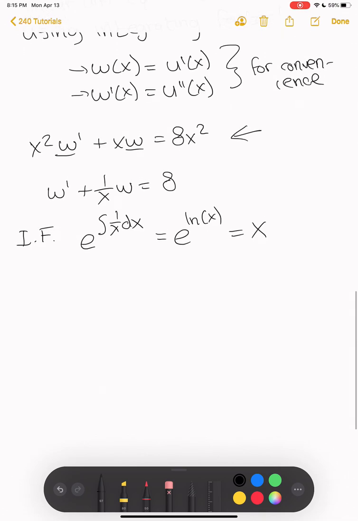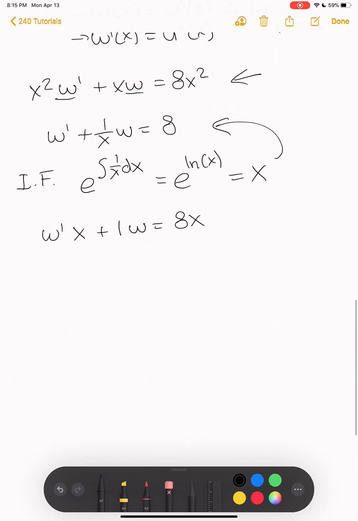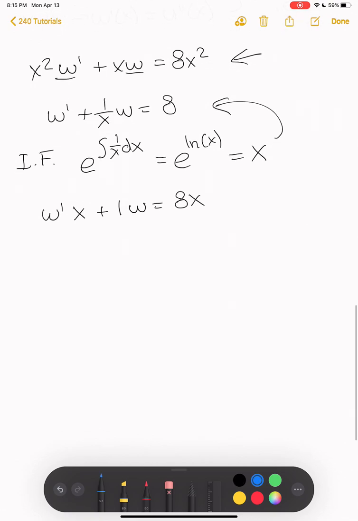What we do with this integrating factor is we multiply this entire differential equation by it. So we have w prime times x plus 1 times w is equal to 8x. And then I'll go over this one more time briefly. What you're supposed to do on this left-hand side is notice that this is a product rule.